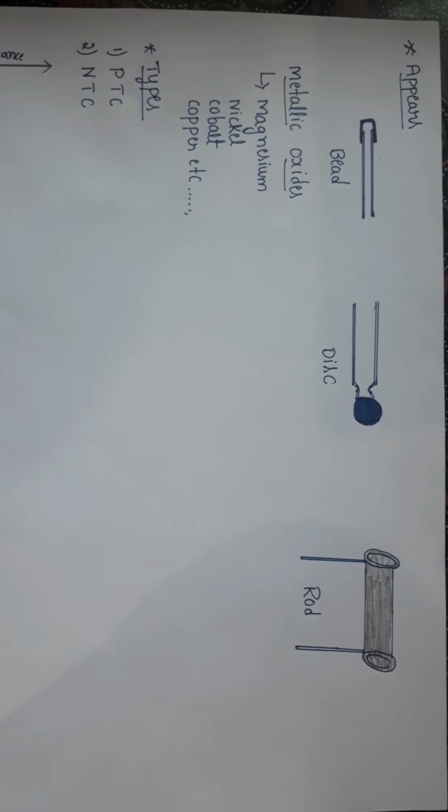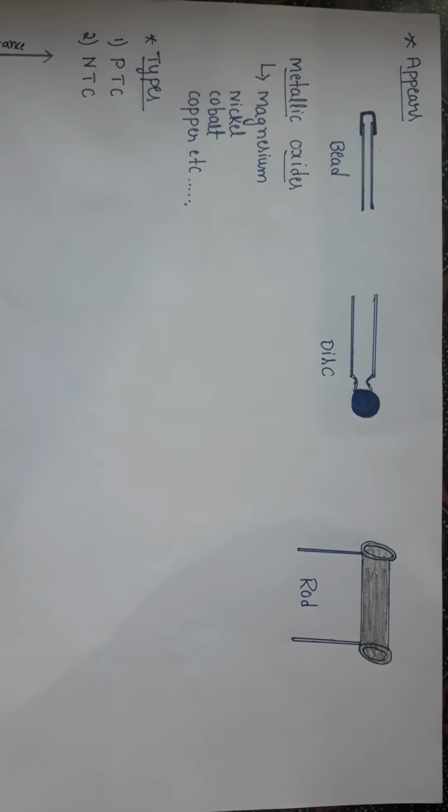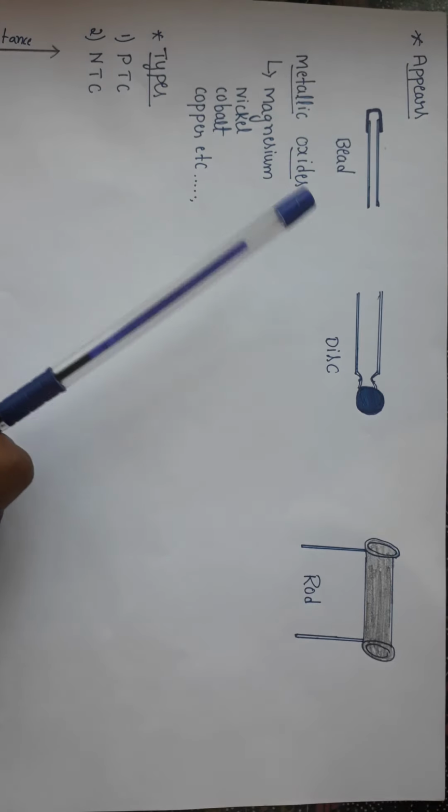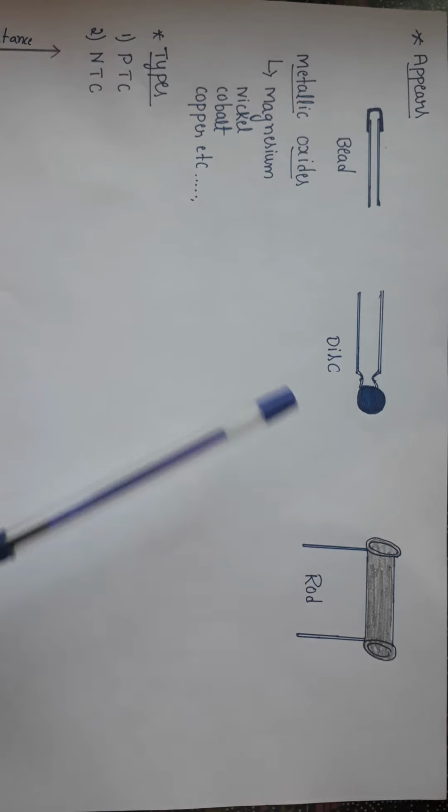The next one is the appearance. How does this thermistor appear, how does it look? The thermistor appears in the form of a bead, in the form of a disc, or it may be in the form of a rod. The manufacture of these thermistors is in different forms. It may be a bead form, a disc form, or a rod form. Whichever we require, it is prepared or manufactured for the requirement.